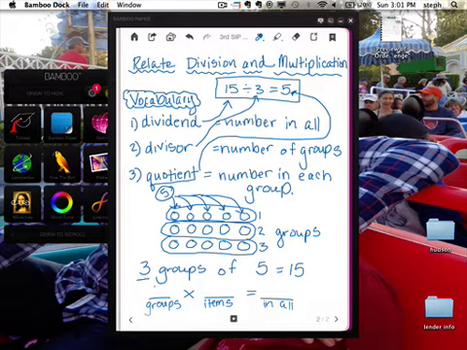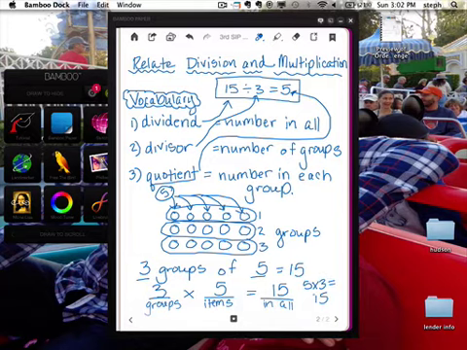So if we look at that, how many groups do we have? We have 3. How many items in each group? 5. And how many items in all? 15. So 3 times 5 equals 15. The division problem for this is 15 divided by 3 equals 5. So it's like a fact family like you learn with addition and subtraction. With the commutative property, you can also switch your 3 and 5 around to be 5 times 3 equals 15.